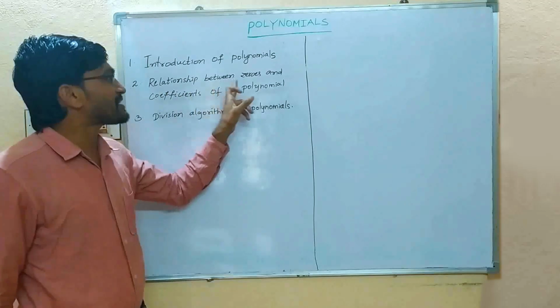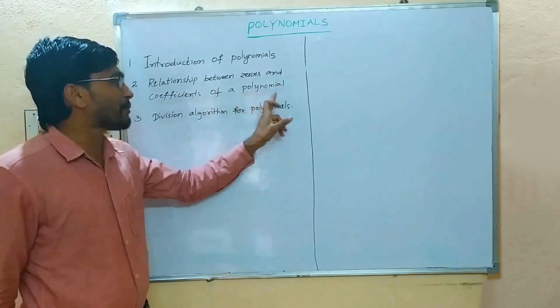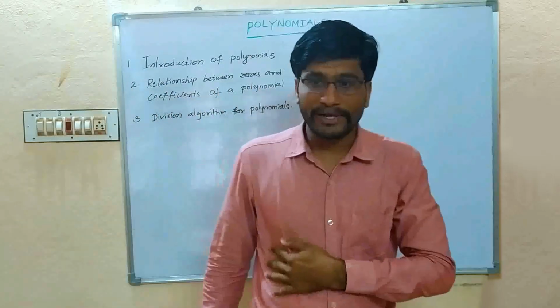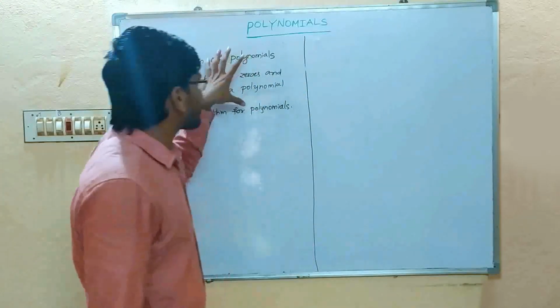Second one is relationship between zeros and coefficients of a polynomial. And third one is division algorithm for polynomials. So now we have to discuss one by one.